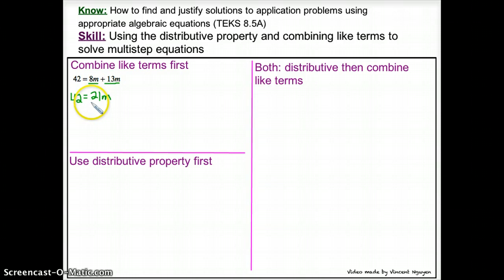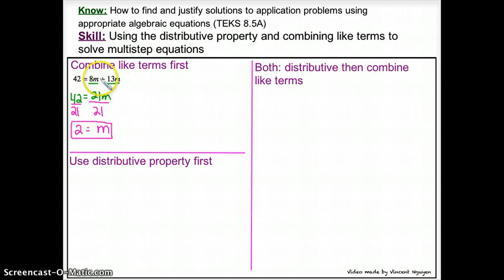And the next step we need to do is to get m by itself. And to isolate m, we would have to divide both sides by 21. Okay, so I would divide this by 21 and divide 42 by 21. Remember, you do one side of the equation, you must do the same to the other side. So 21m divided by 21 would give us 1m. And then 42 divided by 21 is 2, if my math is correct. So my answer for m here is 2. Okay, so this would be the solution.